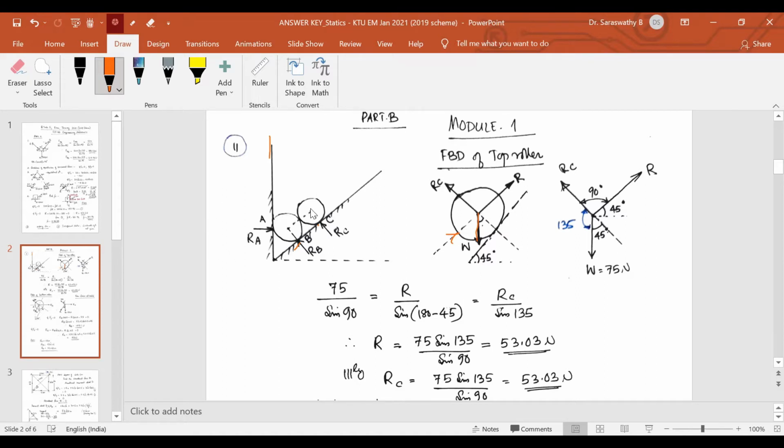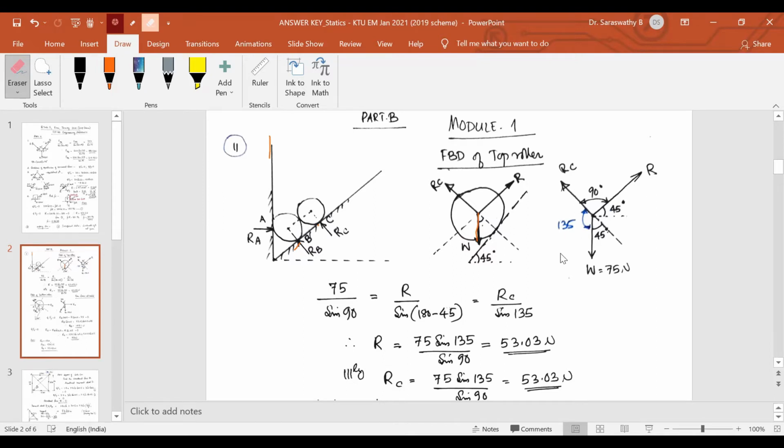Okay, so the top ball is subject to three forces. One is RC, the other is the reaction from the lower ball to the top ball, which I have named R. Then the self weight W. It is drawn separately here. This is the joint RC, R, W. Okay, these are the three forces.